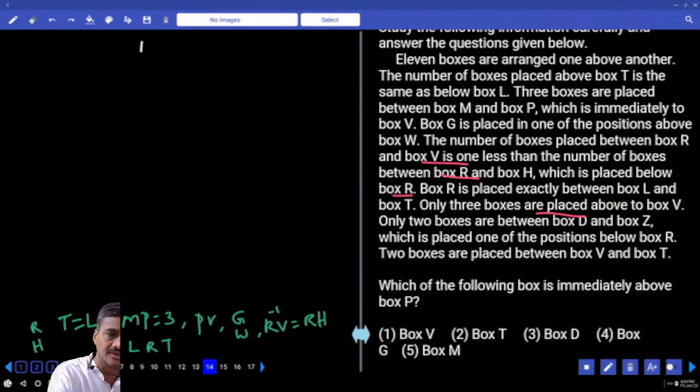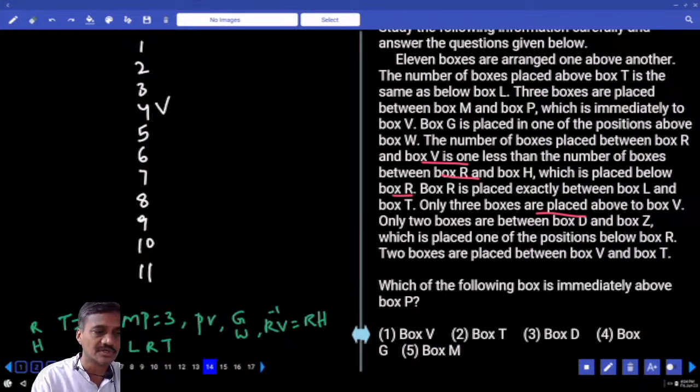That means 1, 2, 3, 4, 5, 6, 7, 8, 9, 10, 11. Only 3 boxes above V, so V must be at the 4th place. P and V are adjacent to each other, so P can be either at the 3rd place or at the 5th place. How many possibilities? 2 different possibilities. Now we are done with this information.